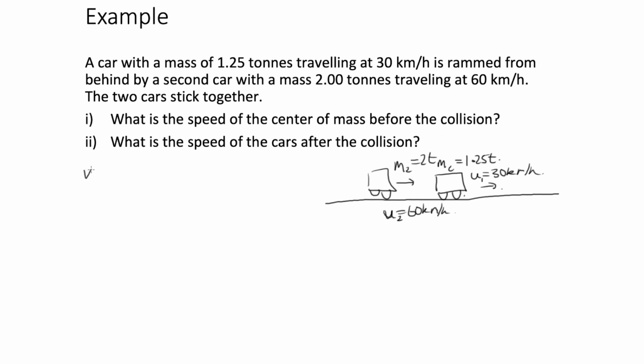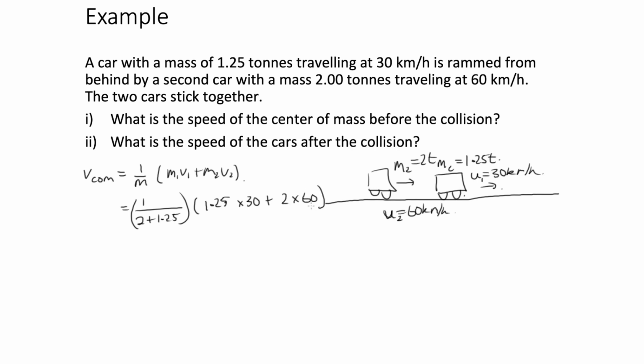So we know that the speed of the center of mass is equal to 1 over the total mass times m1 v1 plus m2 v2. So we can say this is 1 over 2 plus 1.25, that's 1 over the total mass, times m1, which is 1.25, times 30 plus 2 times 60. So this is equal to 48.46 kilometers per hour, which is approximately 48 kilometers per hour.